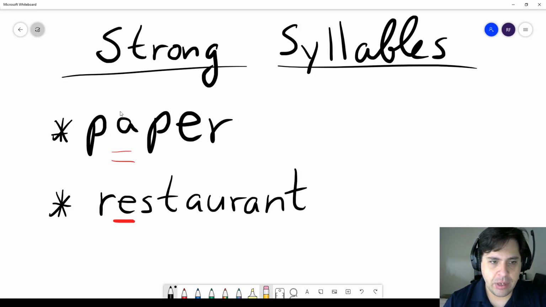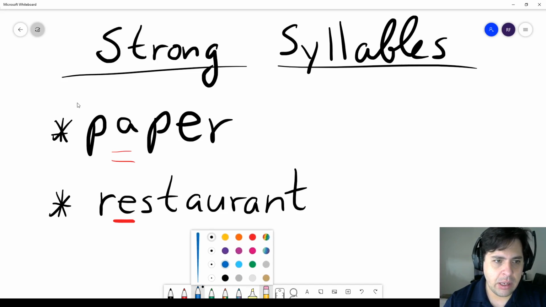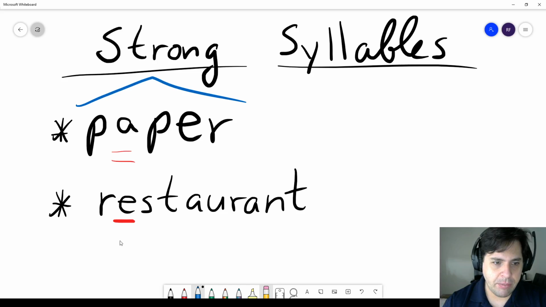Paper, paper, restaurant, restaurant. You can kind of visualize it like this. Paper, restaurant. Okay? Just like that.